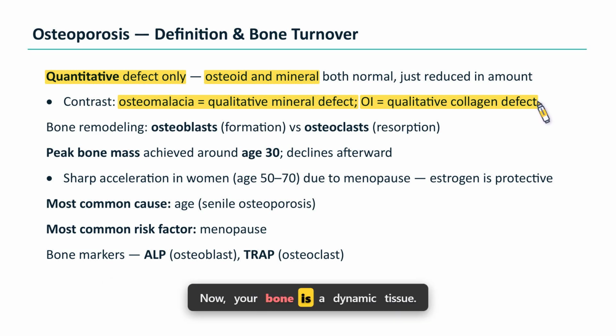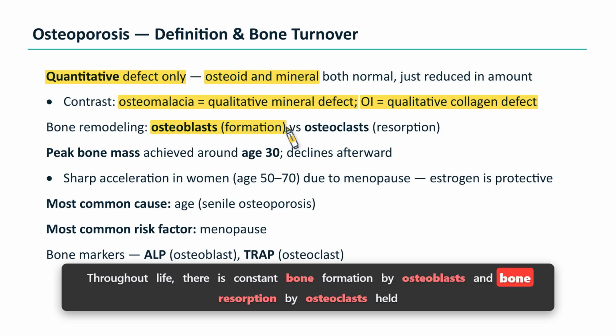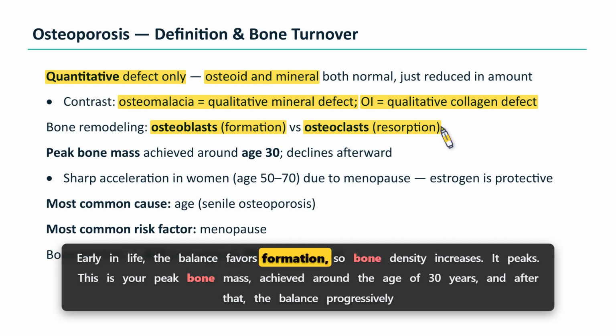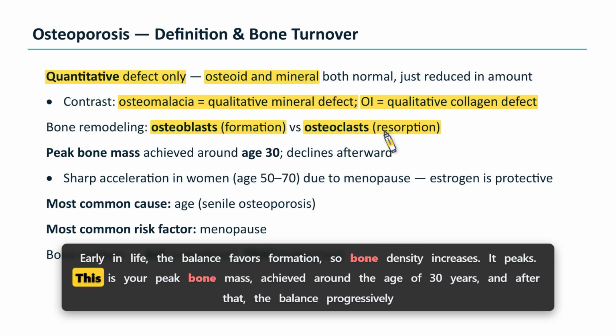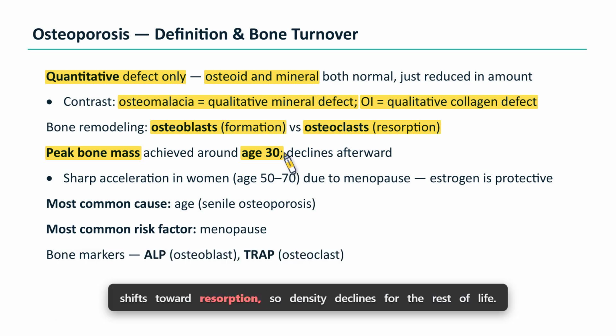Now, your bone is a dynamic tissue. Throughout life, there is constant bone formation by osteoblasts and bone resorption by osteoclasts, held in balance. Early in life, the balance favors formation, so bone density increases. It peaks. This is your peak bone mass, achieved around the age of 30 years, and after that, the balance progressively shifts toward resorption, so density declines for the rest of life.